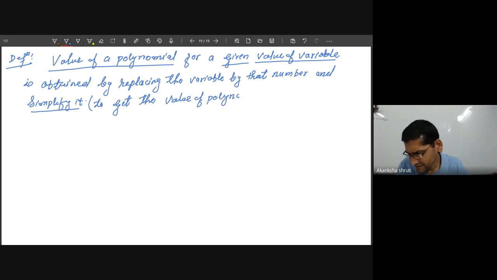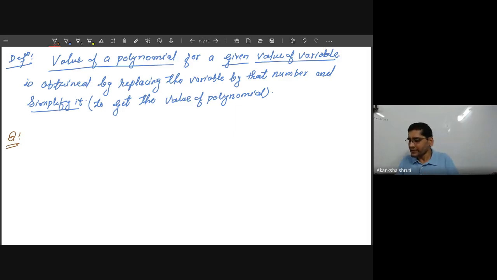So students, how is the question framed? Questions are framed very simple. They are very easy. It may be asked whether a given value of x is a zero or not.